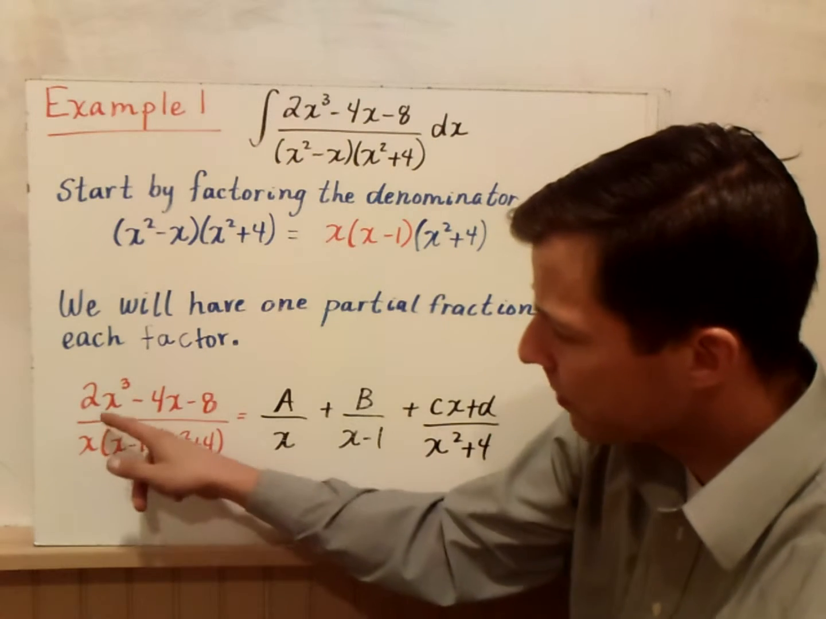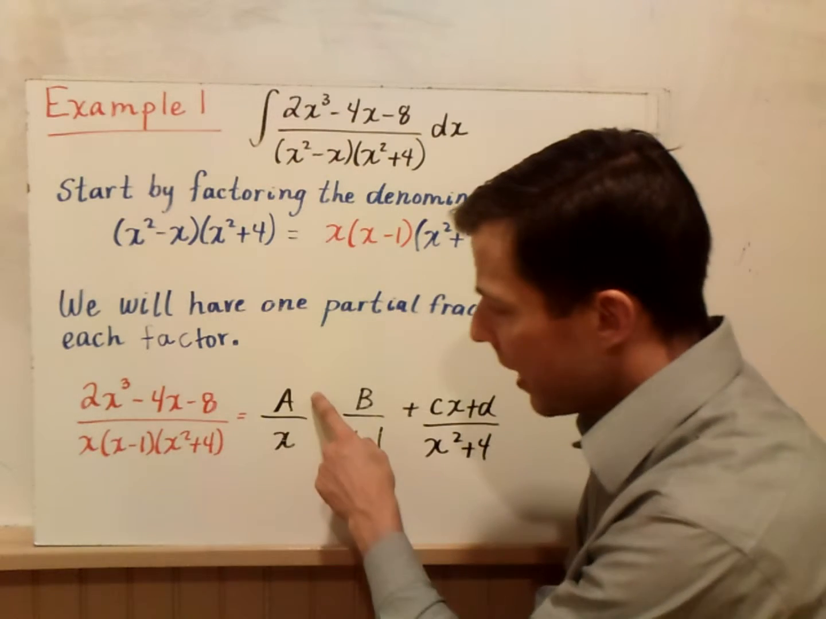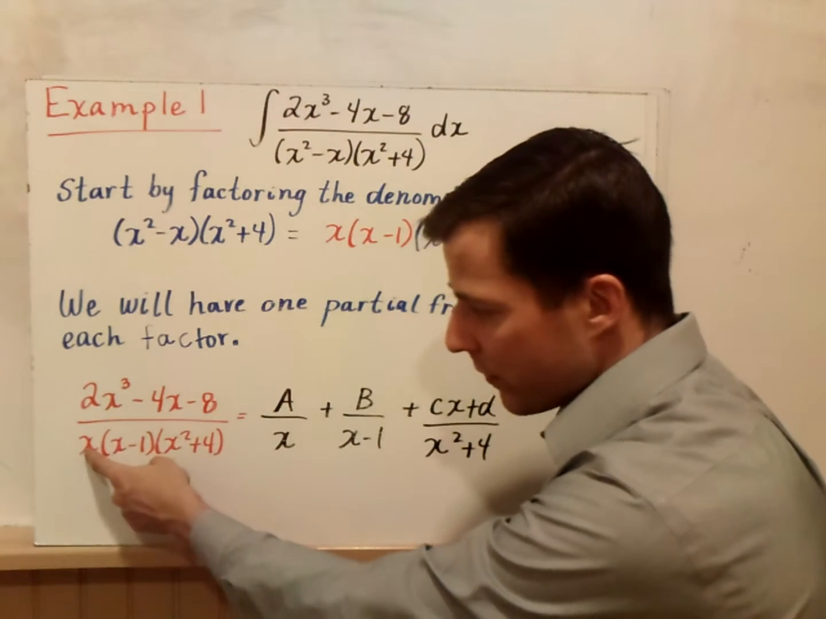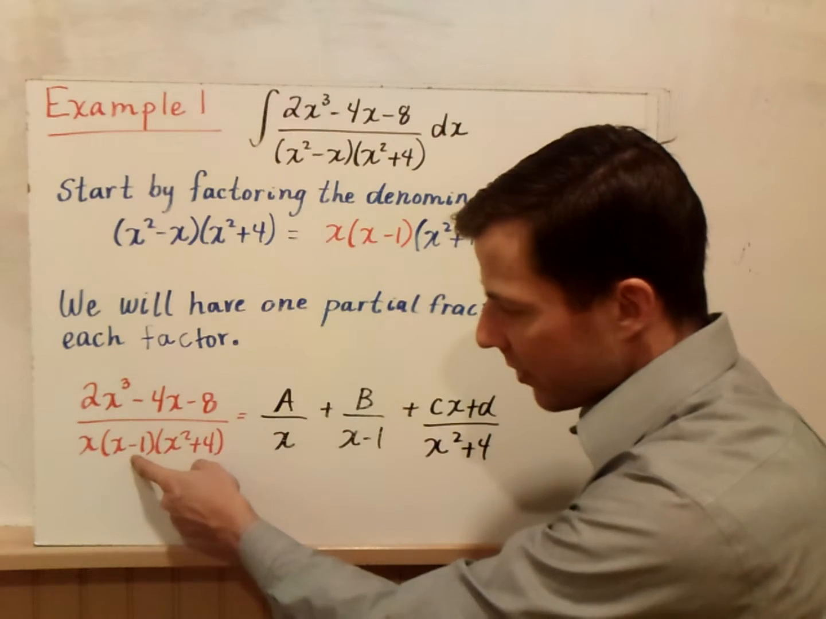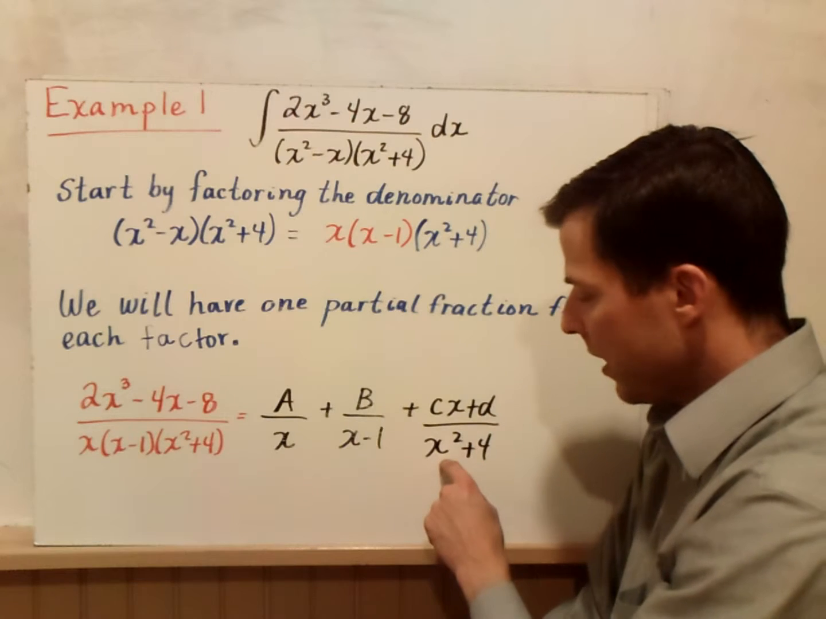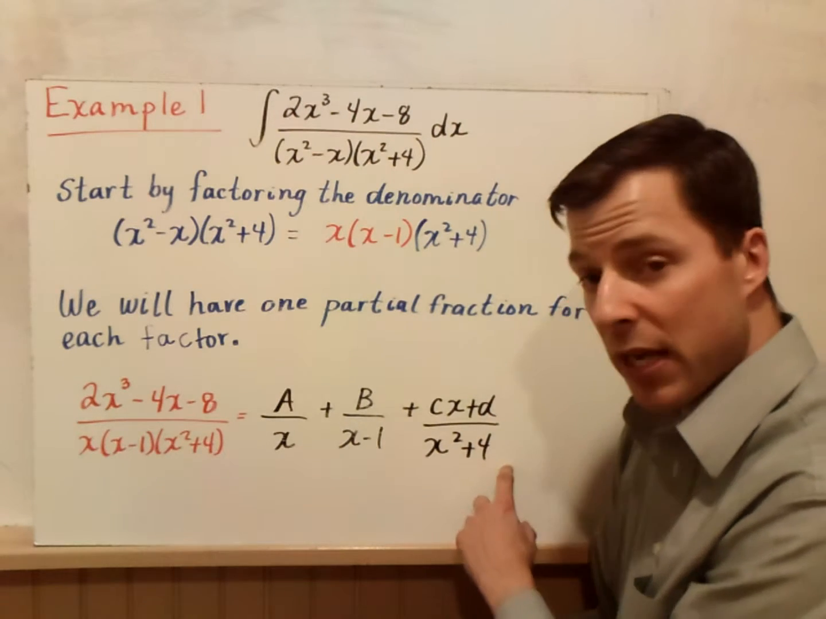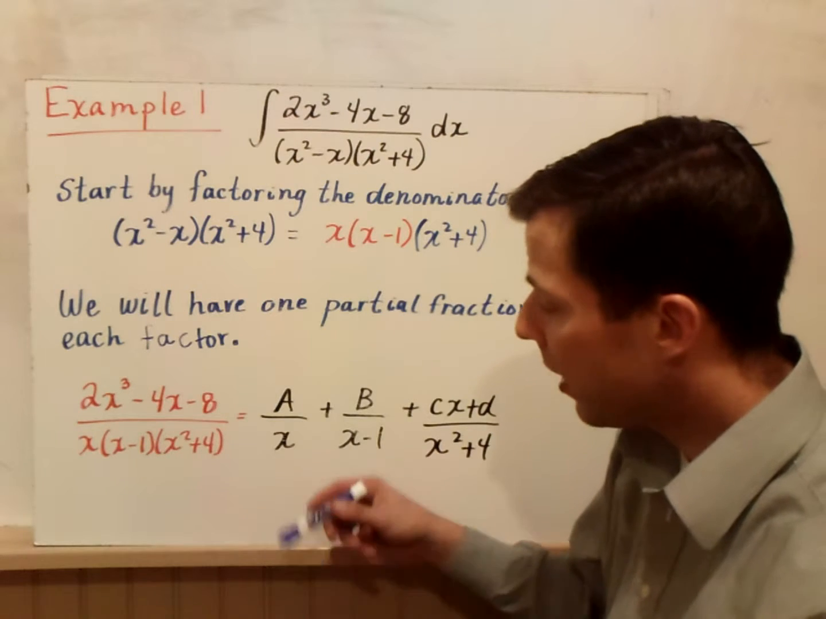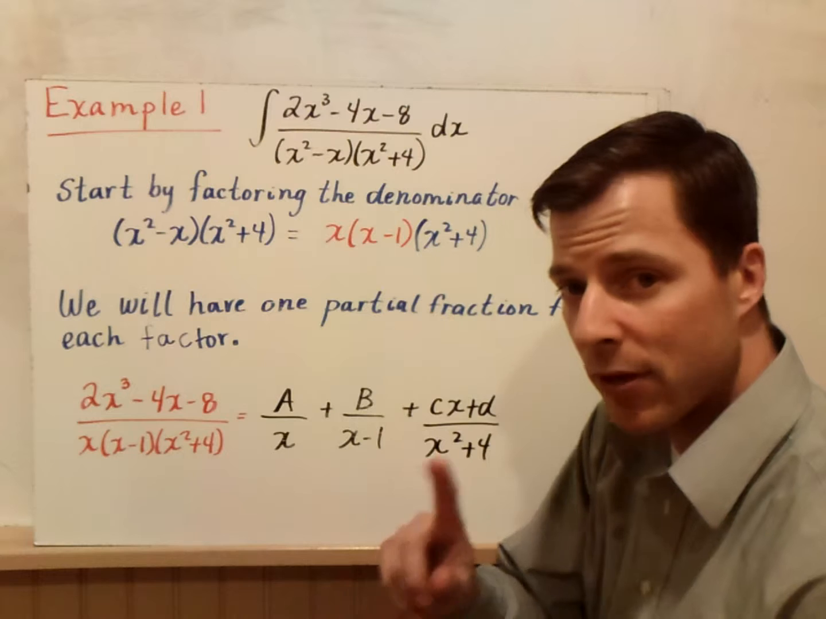So here's my fraction with the new factored denominator, and we're going to start with A over the first factor, which is x, plus B over the second factor, plus Cx plus D over x squared plus 4. So you might say, wait a minute, what does this mean? Well, remember, we want the numerator to have a power less than the denominator by 1.